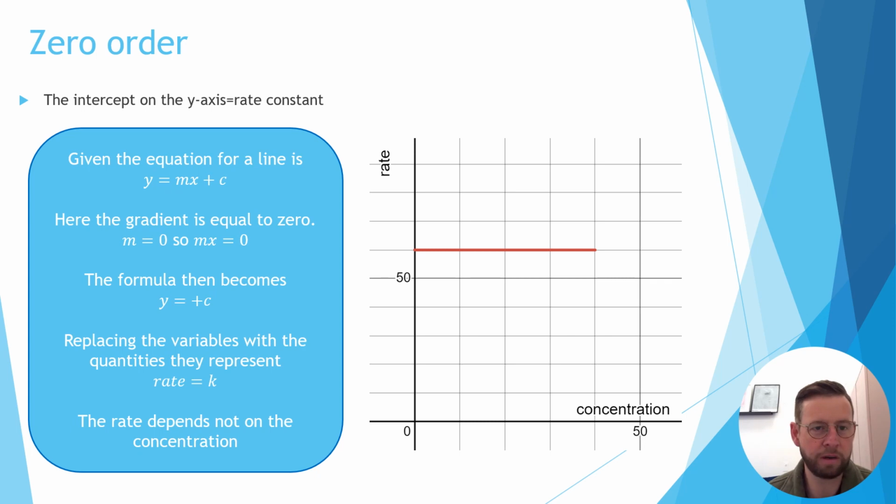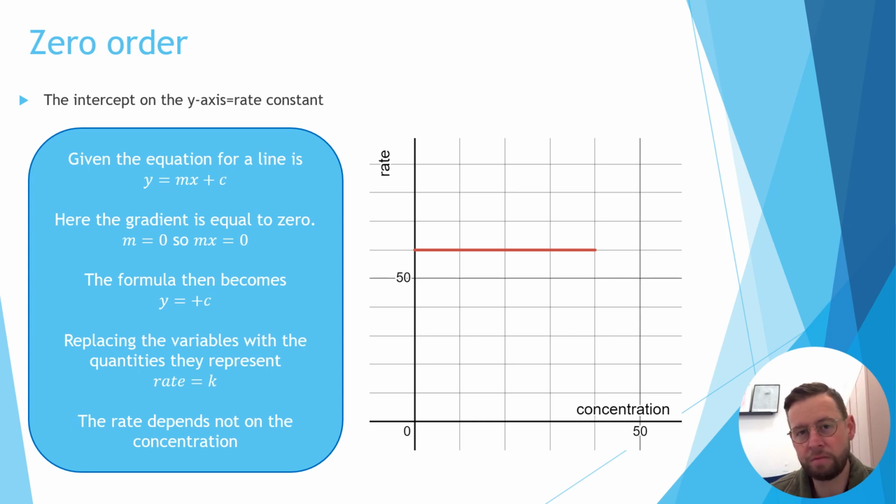The first one we want to look at is a zero order reaction. You can see we've got rate on the y-axis and concentration on the x-axis. There's a flat line, and the rate is constant no matter what the concentration. Having more concentration has not increased the rate.